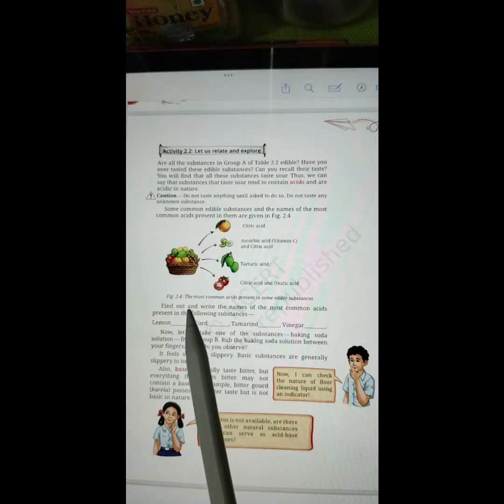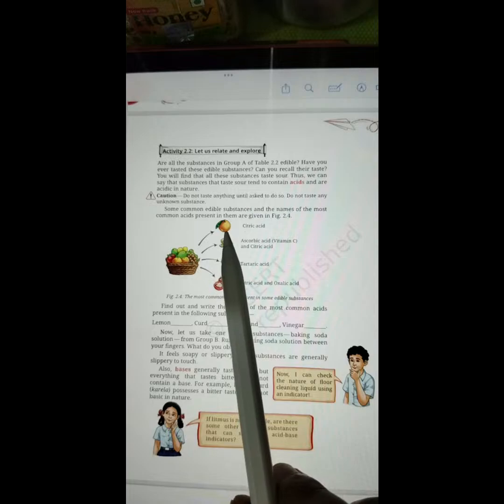Similar things will be read by you when you come to grade 7, because a chapter is there, Acids, Bases and Salts. This is the second chapter that you will be learning in detail. The common acids present in some edible substances: orange, amla, raw mango, and tomato.